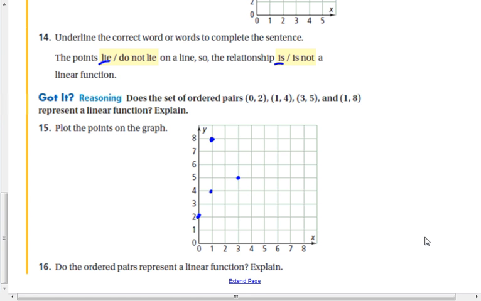Also, you might notice that right here at the input of 1, there are 2 outputs. If you have 2 outputs for a single input, then it's not a function. So a couple ways of telling that. Go ahead and do the lesson check, and I will talk to you next time we meet in class about that.